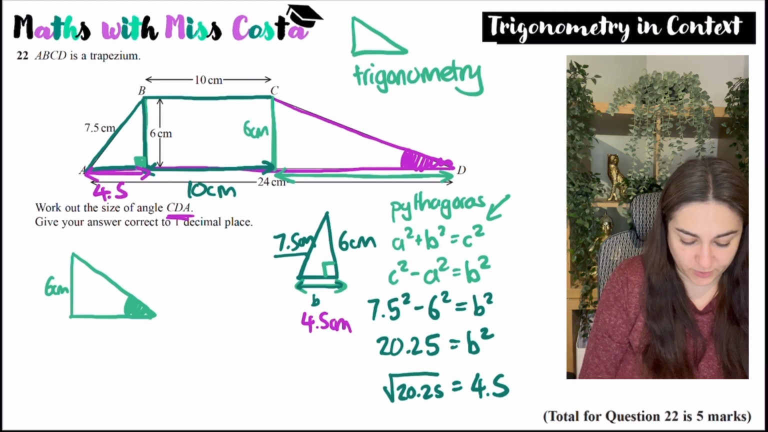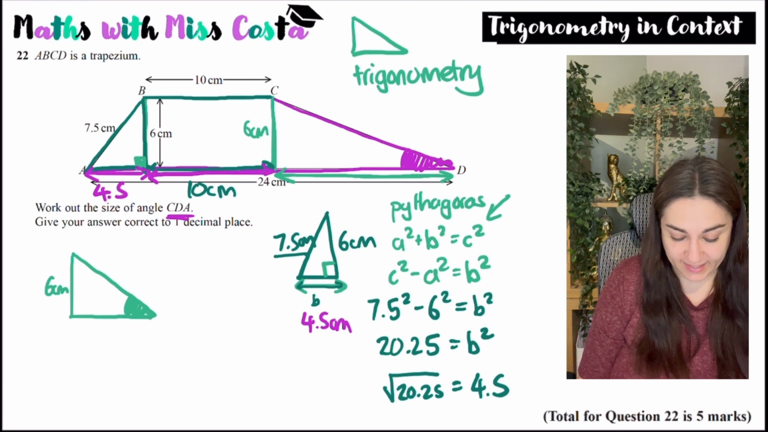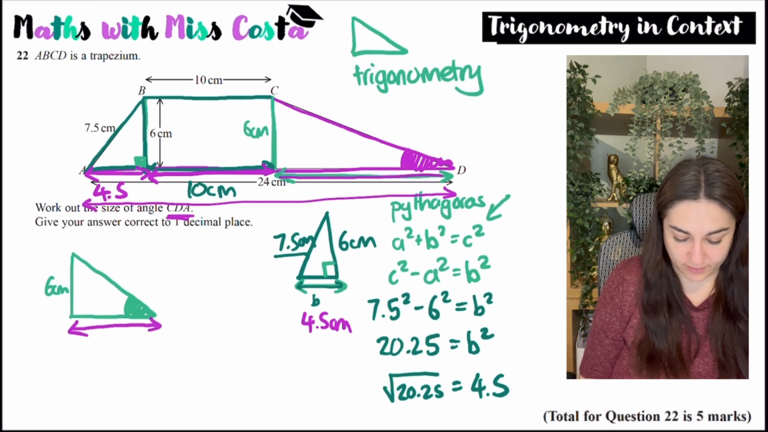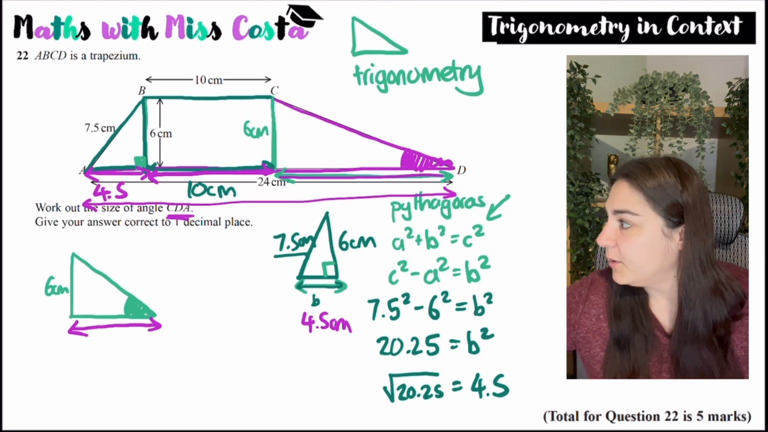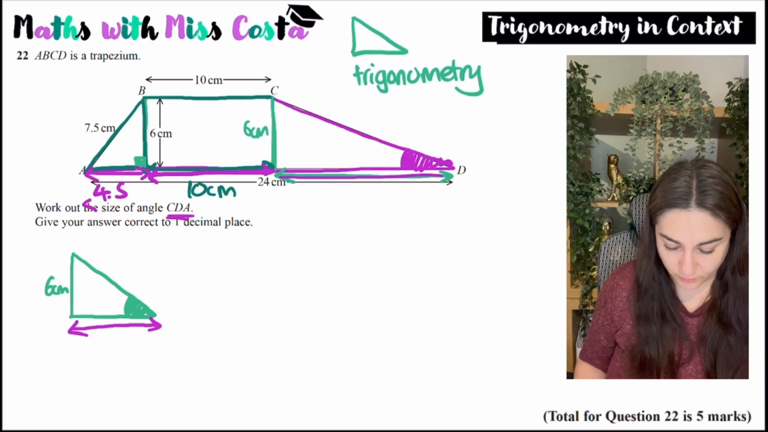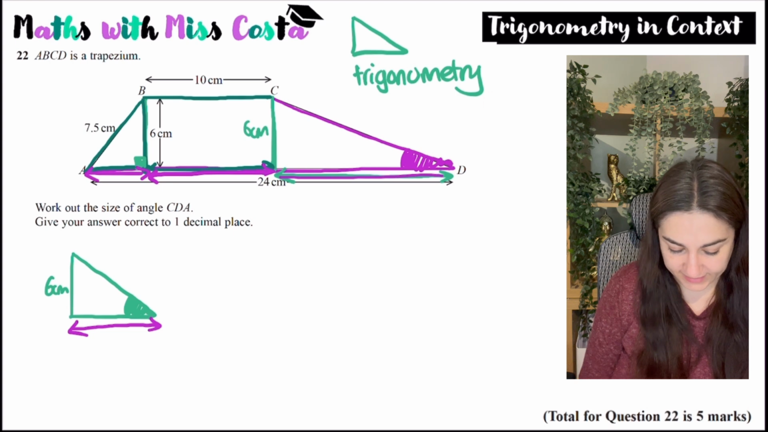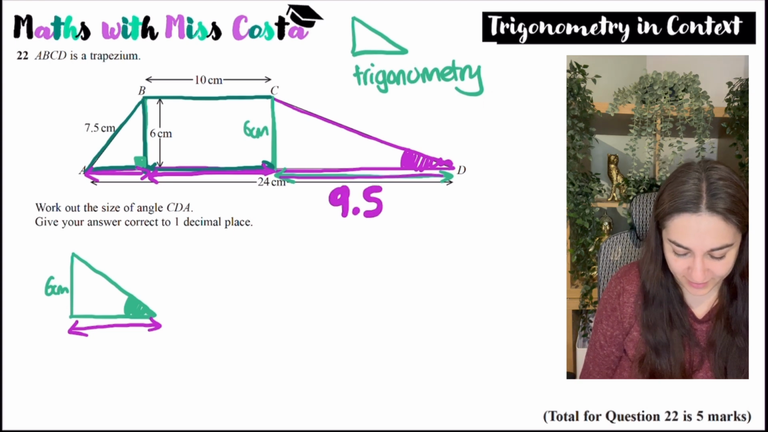So I'm just trying to work out as much information as I can. So I now know that that's 4.5 centimeters. This length here is 10 centimeters, and the total length is 24 centimeters. So to work out this part of the triangle over here, I could just do 24 take away 10, take away 4.5, which gives me 9.5. So let's rub all this working out. That was prior working.